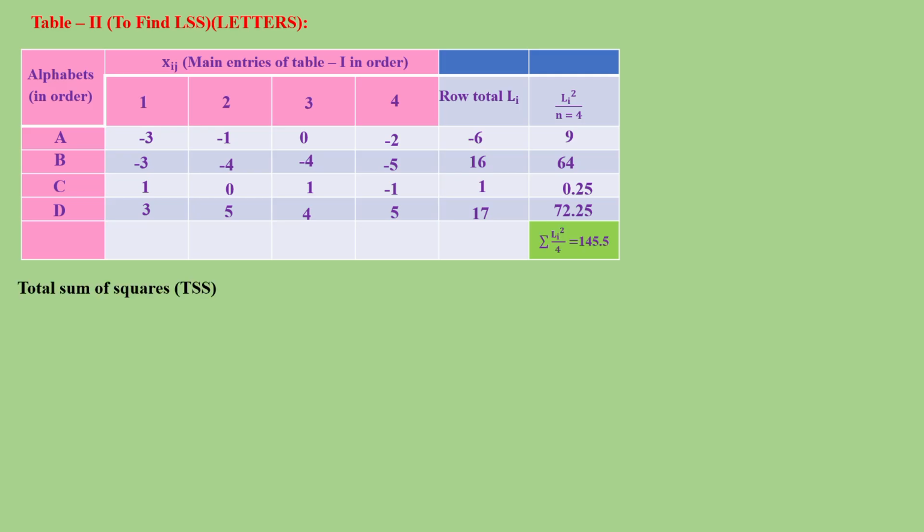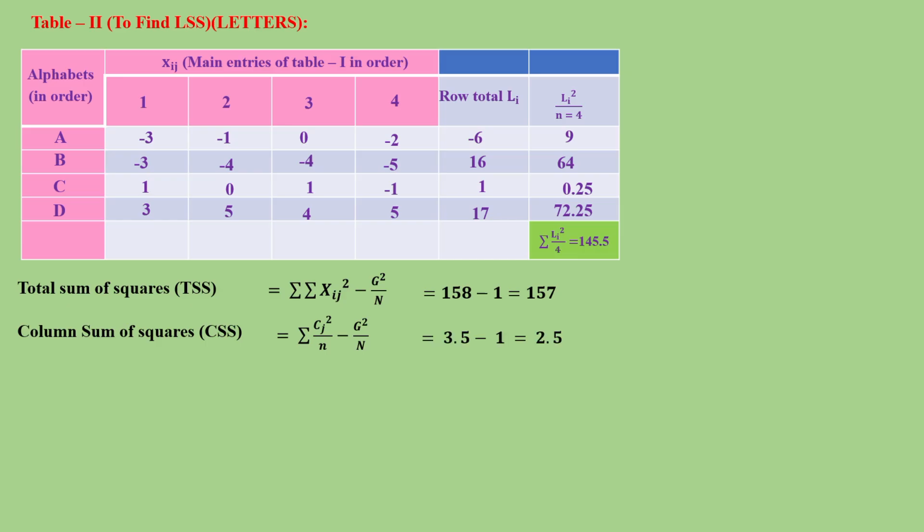Next you have to find the total sum of square. That is the formula double summation Xij, that is SS, right, in the previous table, right? Xij square minus G square by n. So you will get the details from the previous table. 158 minus 1, 157. Column sum of square, summation Cj square by n minus G square by n. From the previous table, 3.5 minus 1, 2.5.